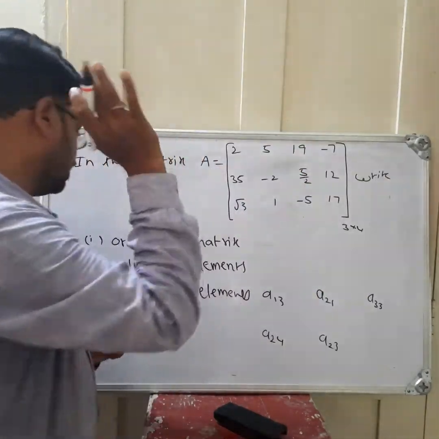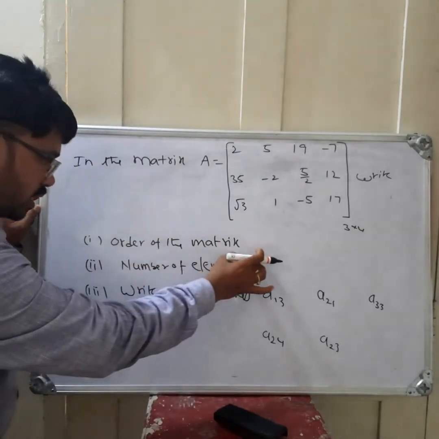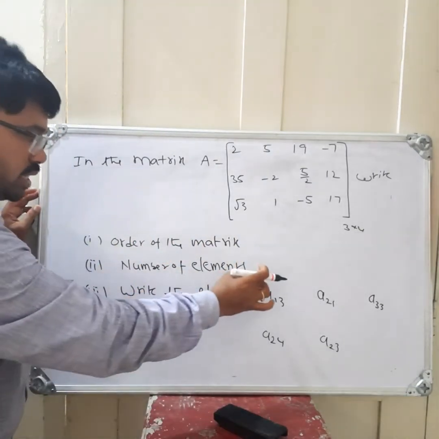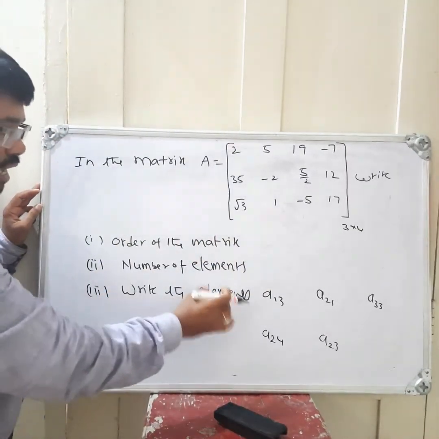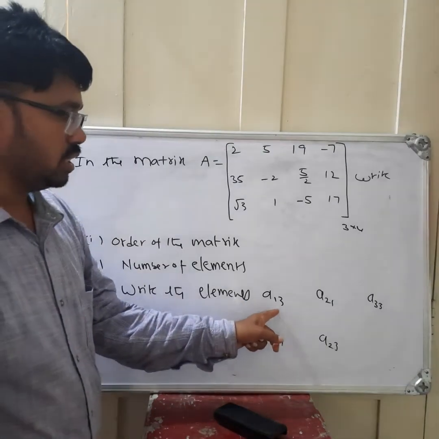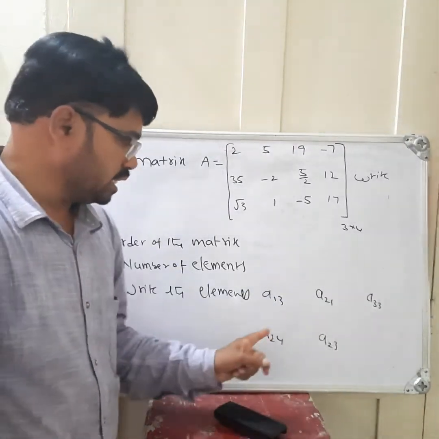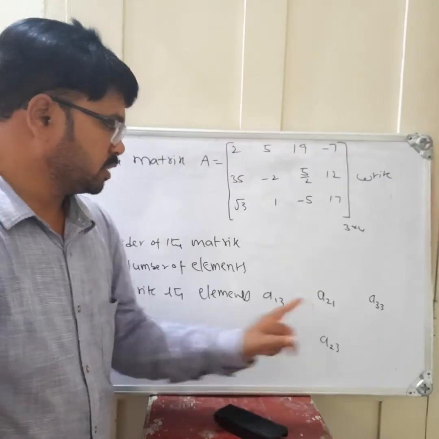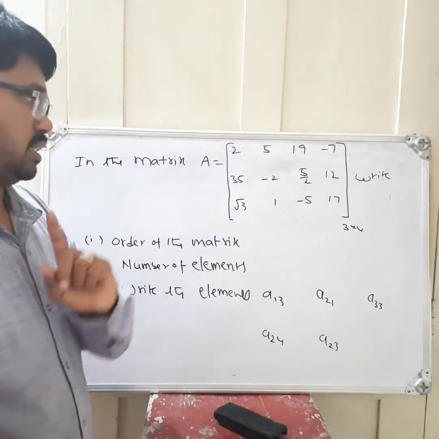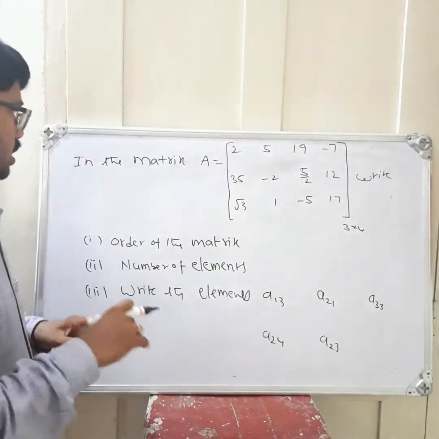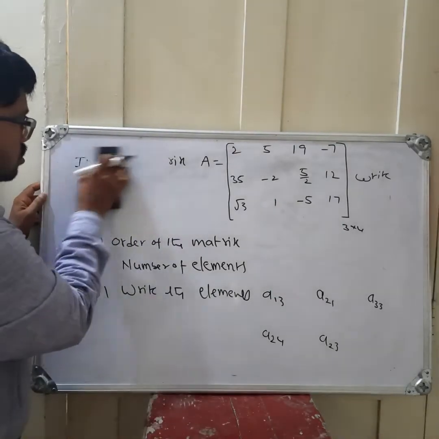Here, what are they given? Find the order of the matrix and the number of elements in the matrix, and write the elements a13, a21, a33, a24 and a23 of this matrix. See here the solution.